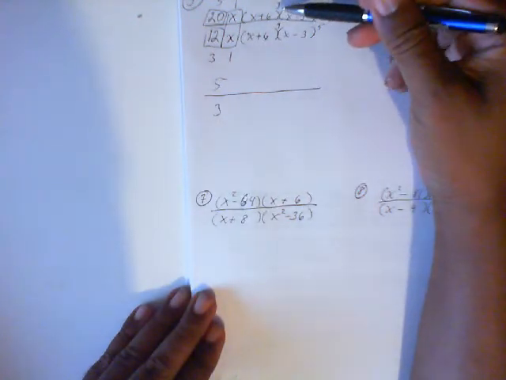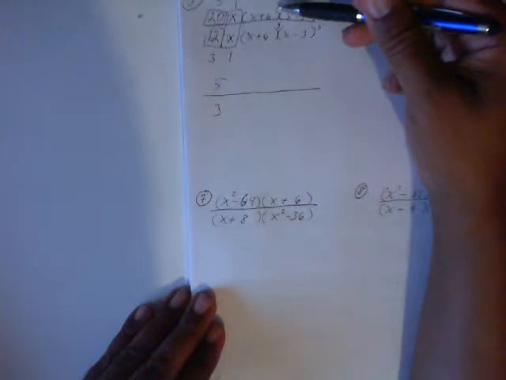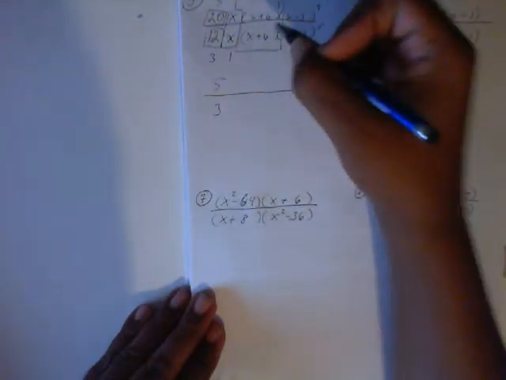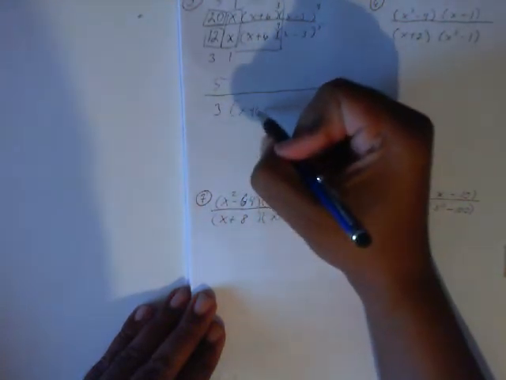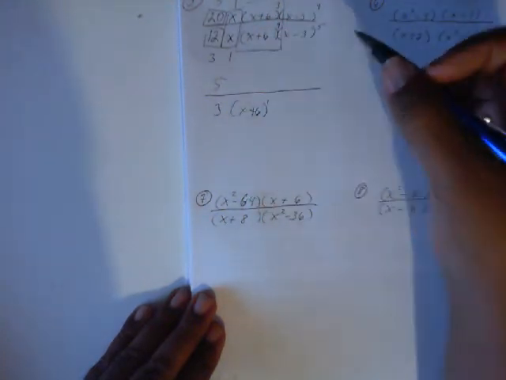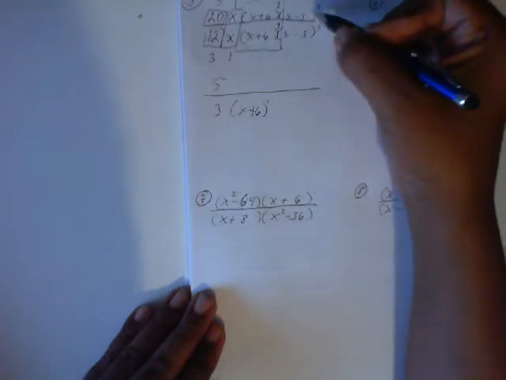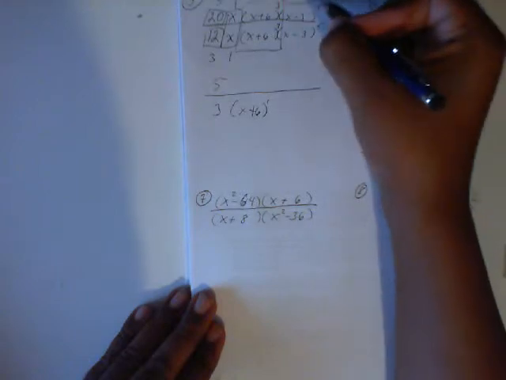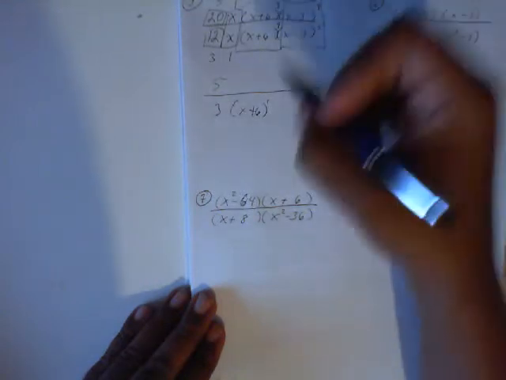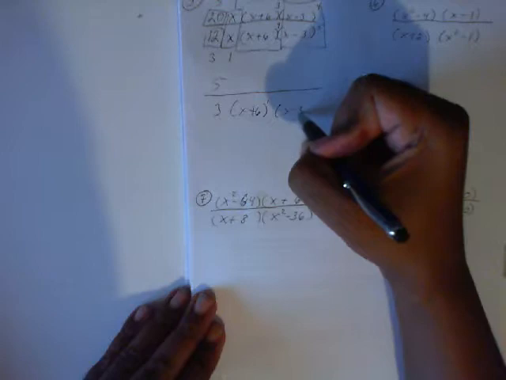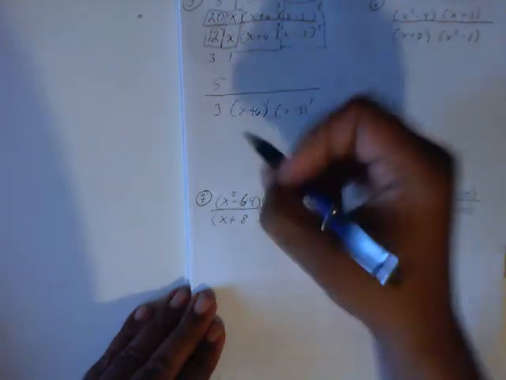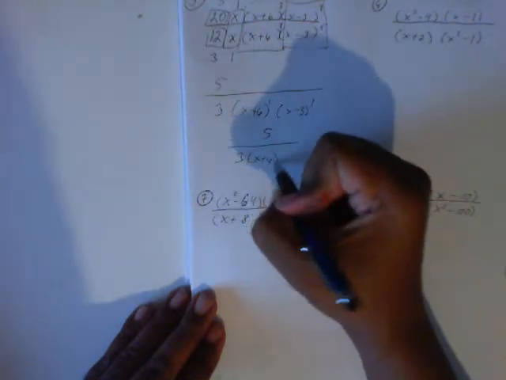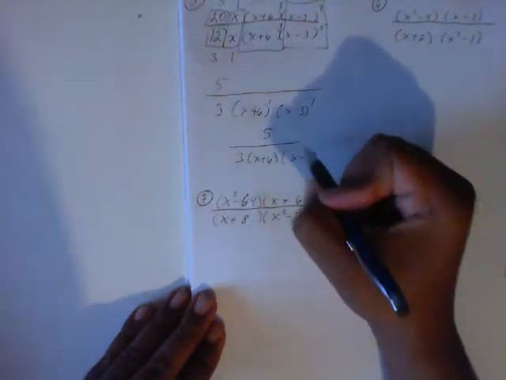We have x plus 6. We have a cube term here and a fourth term here. So when they cancel, we're going to have one term of x plus 6 left in the denominator to the first power. Here, when these cancel, we have 4 in the numerator, 5 in the denominator. So when they cancel, we'll have 1 left in the denominator. So x minus 3 to the first power there. And this can be rewritten as 5 over 3 x plus 6 times x minus 3.